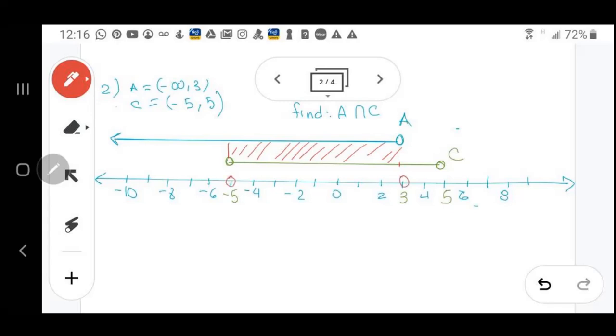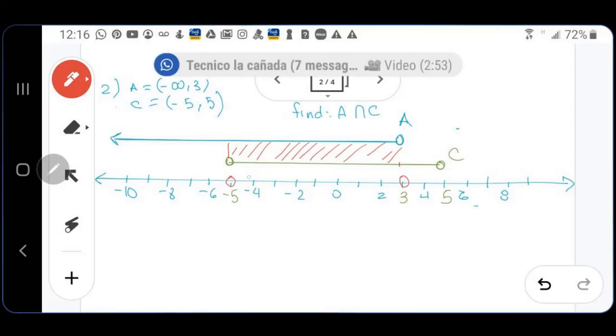And I need to make a decision. Do I include negative 5? The intersection means that they're in common. In the interval A, negative 5 is included because it's in the interval from negative infinity to positive 3. But in C, negative 5 is not included. So, since they must be in common, in the final intersection negative 5 is not included. Negative 5 is open.